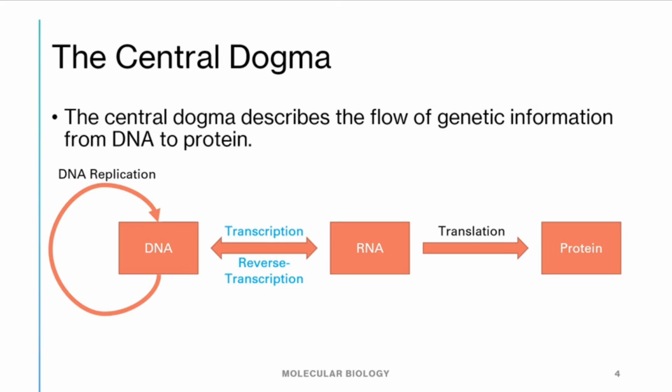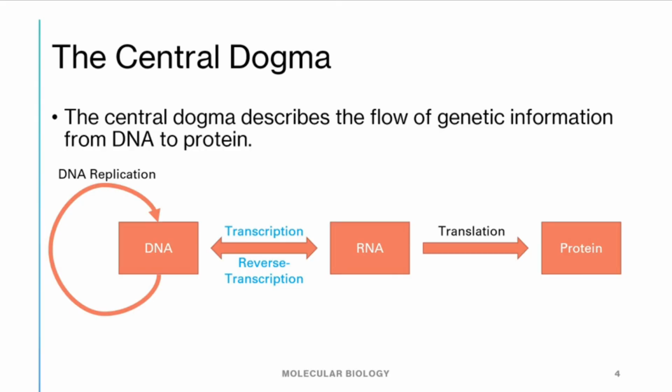You should be very familiar with this slide by now. We talked about the central dogma in the previous topic as well, when we were talking about DNA replication. Central dogma is the description of the flow of genetic information from DNA to protein. And the processes highlighted in blue in this slide are what we're going to describe today, which is the process between DNA and RNA.